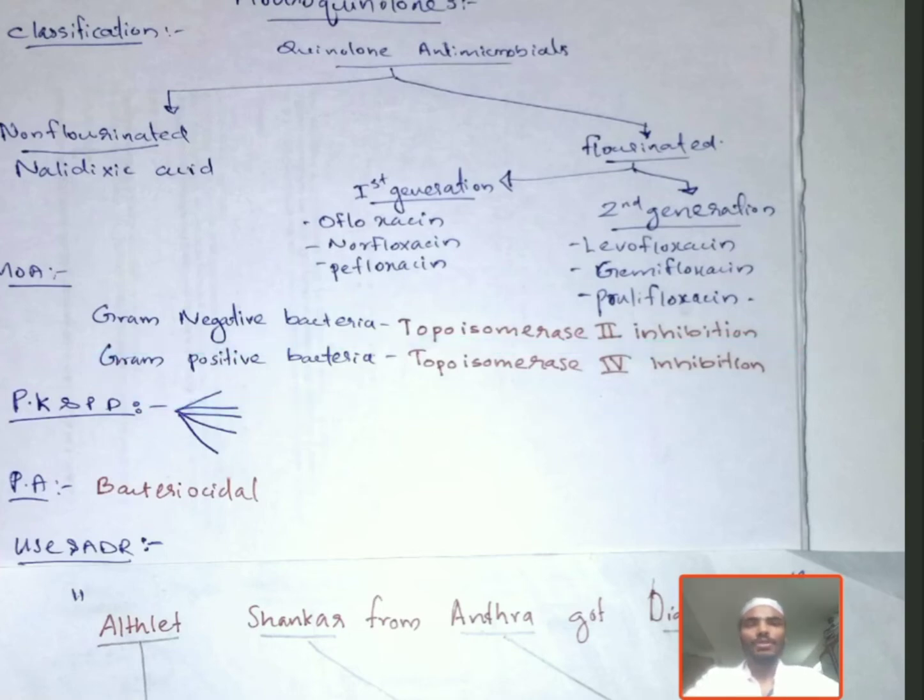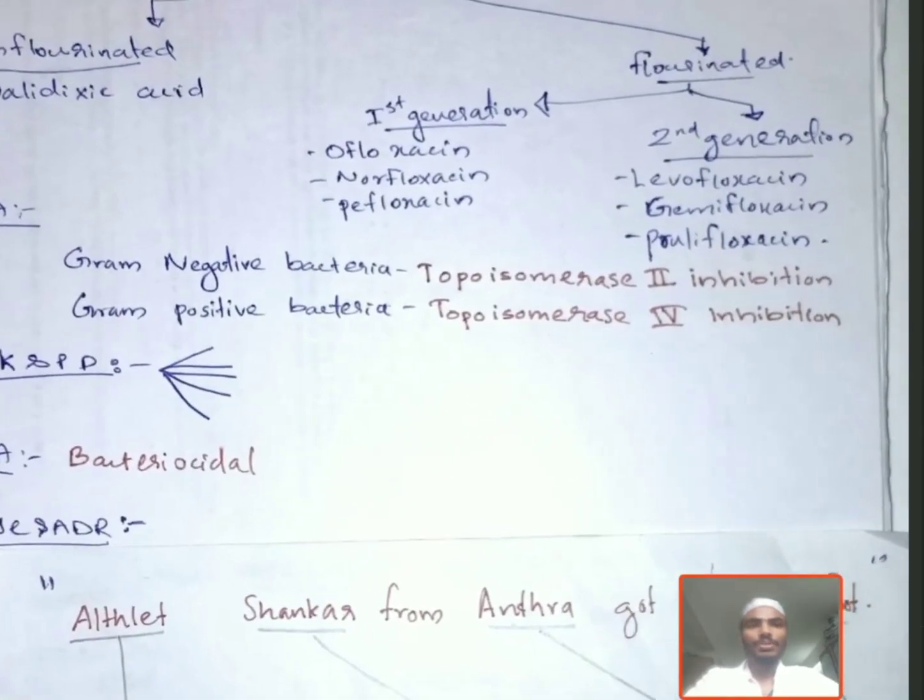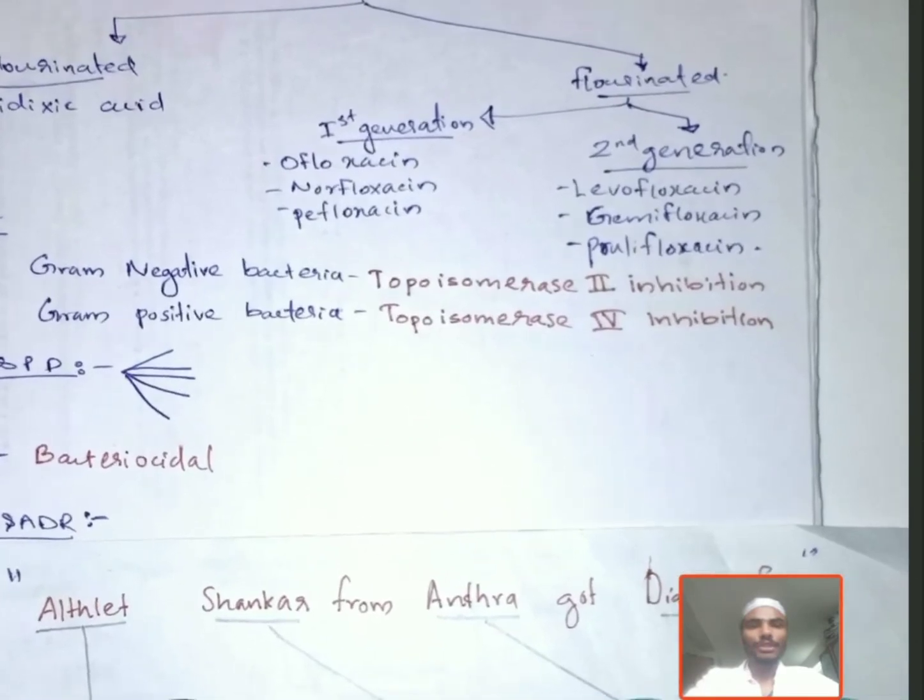So how will you remember this? Positive for 4, that means you remember PS4. PS4 means positive staining bacteria inhibit the 4th. PS4 means PlayStation 4, so boys can easily remember it. Positive staining: inhibit the topoisomerase 4 enzyme.